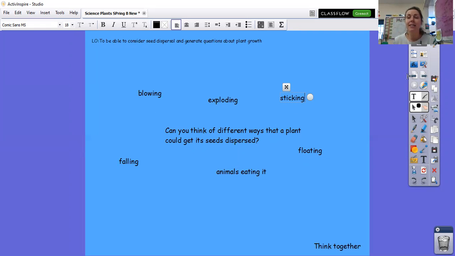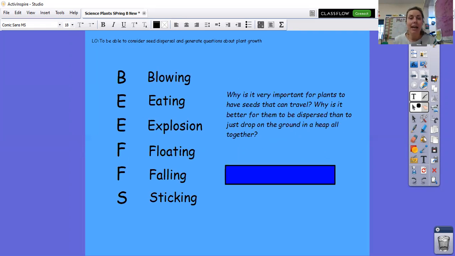So there's lots of different things, and a good way to remember it is by using this mnemonic. So, B-E-E-F-S, beefs. So blowing, eating, explosion, floating, falling, and sticking.